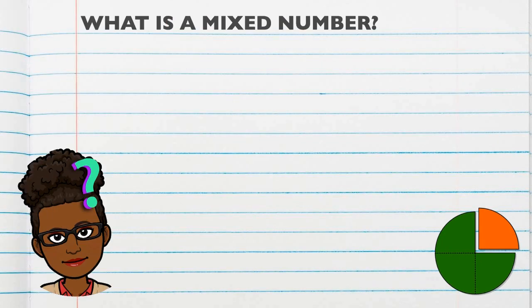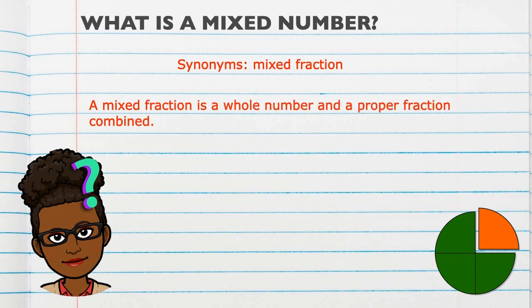What is a mixed number? Well, a synonym for a mixed number is a mixed fraction. And a mixed fraction is a whole number and a proper fraction combined. Let's take a look at what this looks like. See, we have 2 as our whole number, and then we have our proper fraction 1/3, 1 being our numerator and 3 being our denominator. So the mixed fraction or mixed number is 2 and 1/3.